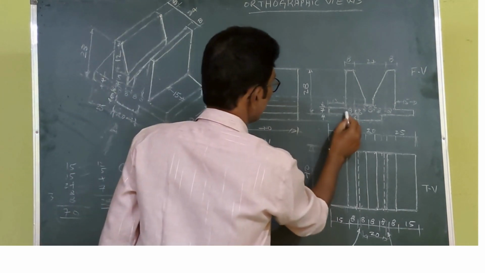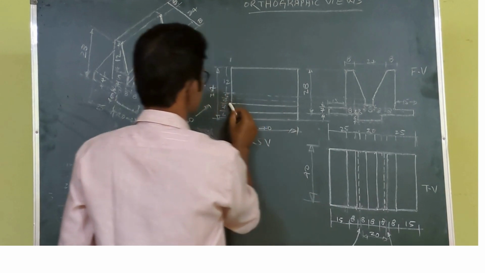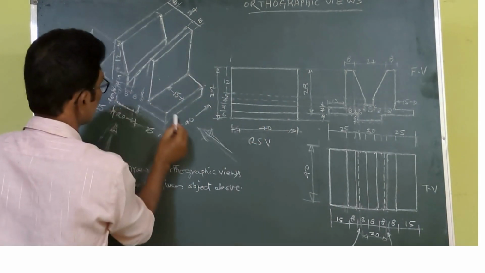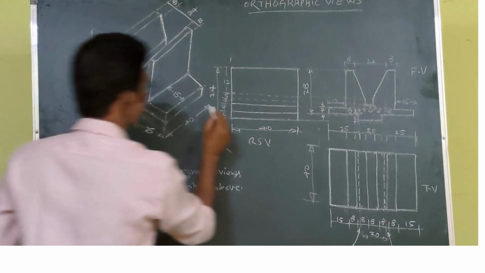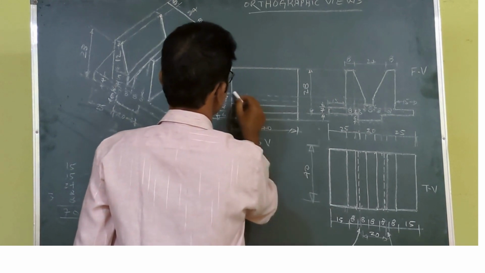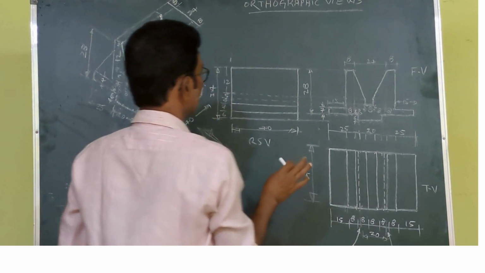This line and this line. This is the 4 mm. You see from here, this is the 4 mm. This is the 5 mm. So therefore, this 4 mm and this 5 mm, these two lines are dotted lines.